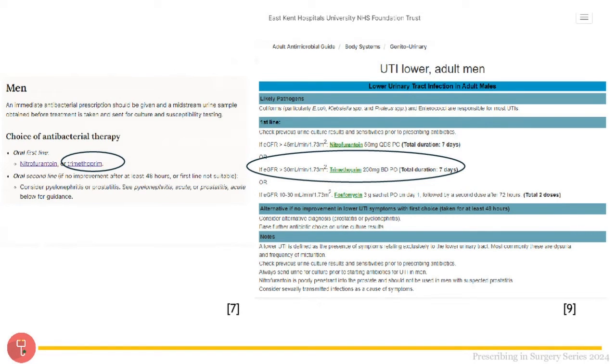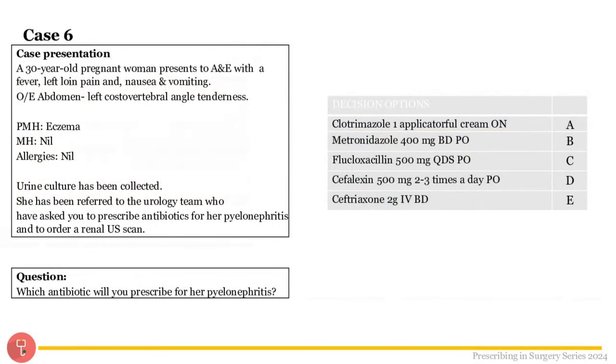Okay. So moving on to our sixth case, a 30-year-old pregnant woman presents to A&E with a fever, left loin pain, and nausea and vomiting. On examination of her abdomen, she's got left costovertebral angle tenderness. In terms of her past medical history, she's got eczema. She doesn't take any medications for it, and she's not on any other medications. And she has no known drug allergies.